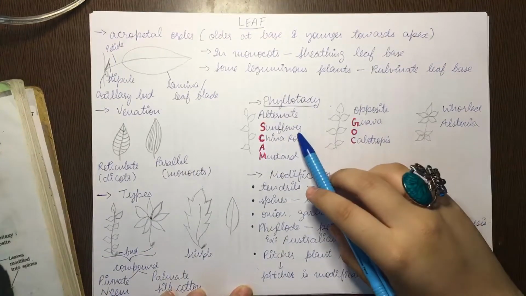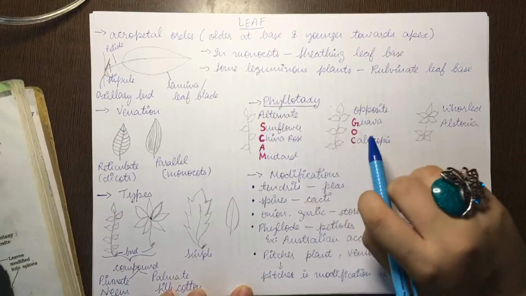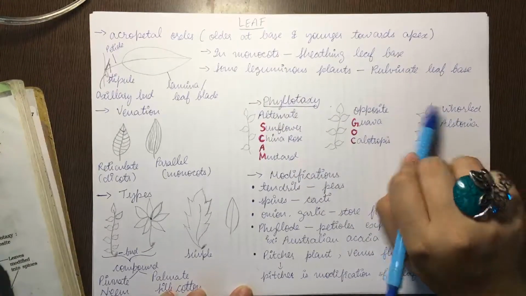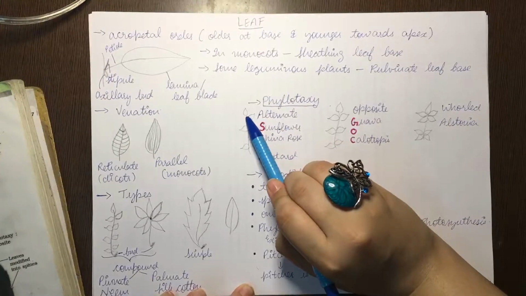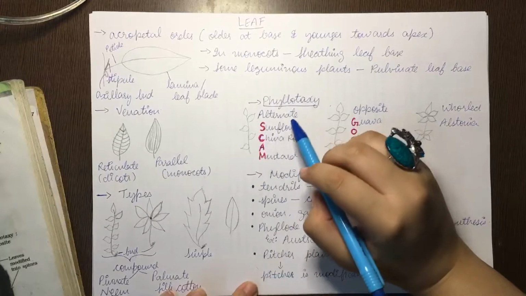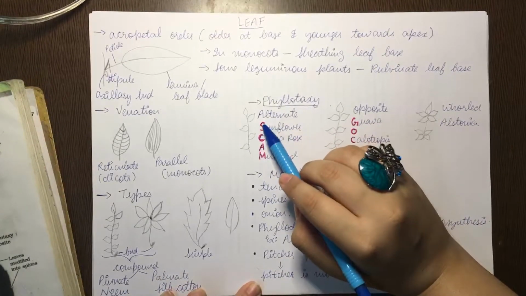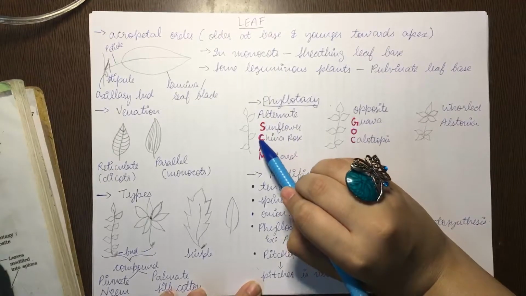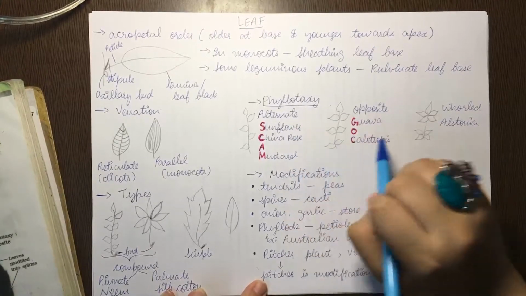Next is phyllotaxy, which is just the pattern of arrangement of leaves on the stem or branch. Three types: alternate, opposite, whorled. Alternate is when the leaves are alternate. This is the node, this is the node, and leaves are alternate. For remembering the examples, I have this mnemonic kind of thing: SCAM, sunflower, china rose, mustard, and A will remind us that it is for alternate.